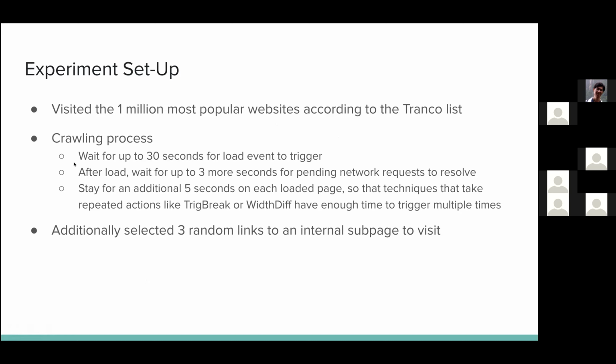Then it waited for up to 30 seconds, and after loading, waited another 3 seconds for pending network requests. Then they waited another 5 seconds on each loaded page so that some techniques have enough time to trigger multiple times. After this, they also selected 3 random links from the main page to an internal subpage to visit. For example, on a website there's a home page, an about page, maybe a sign in or login. They will select 3 of these additional links to visit as well.